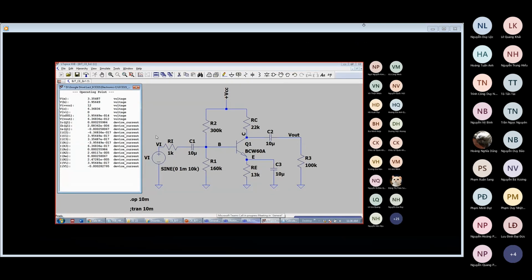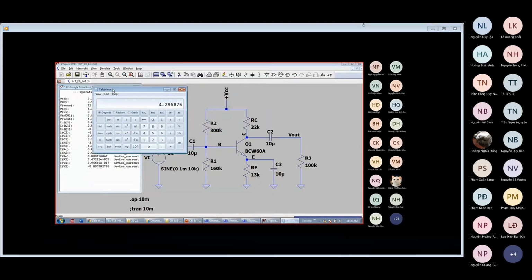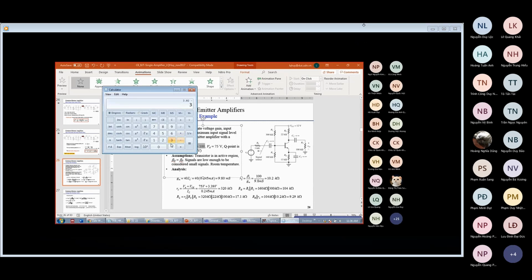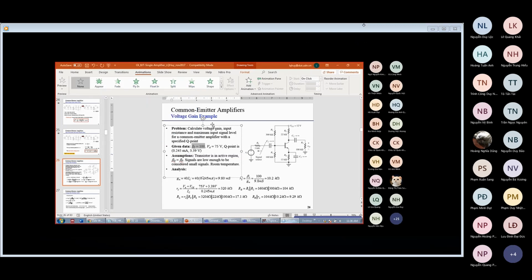How about VCE? VCE here, you take VC, which is 6.37, minus VE, which is 3.35, and it's 3.02. So the hand calculation here is 3.39, so 3.39 minus 3.02, multiplied by 100 and then divided by 3.39, and the error is around 10%. So, okay, it's okay now.